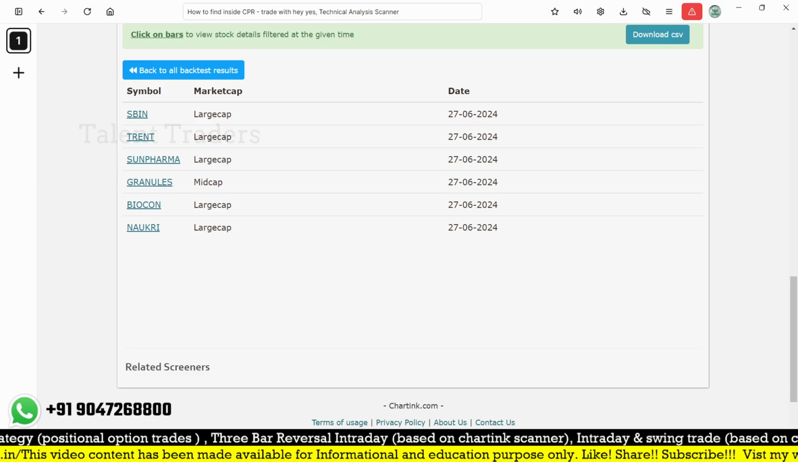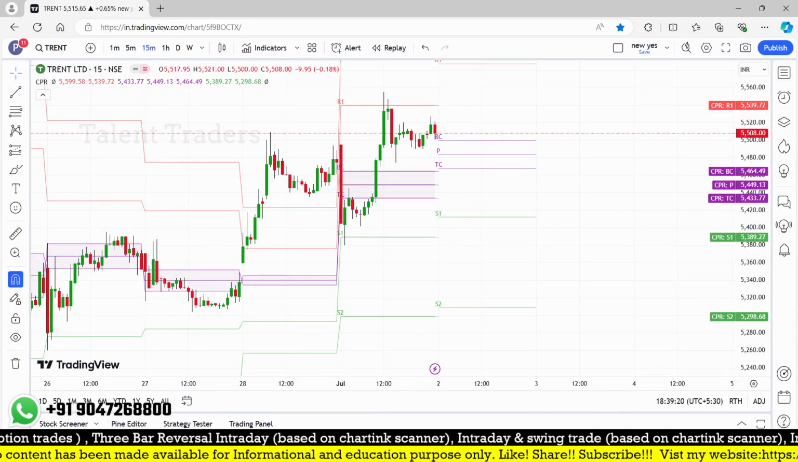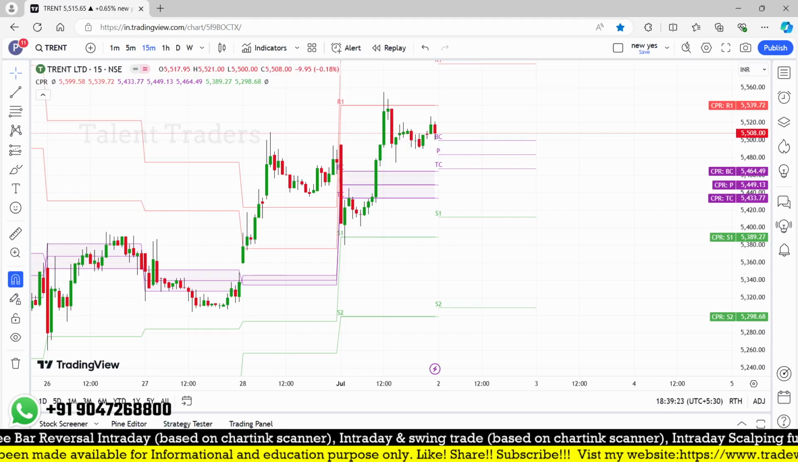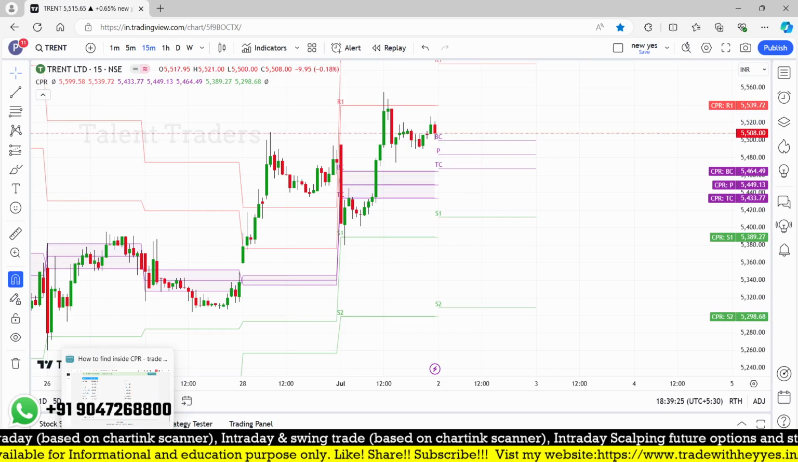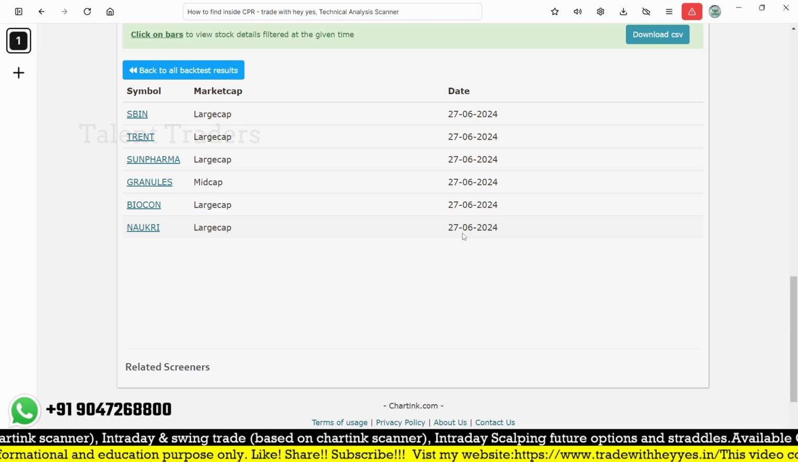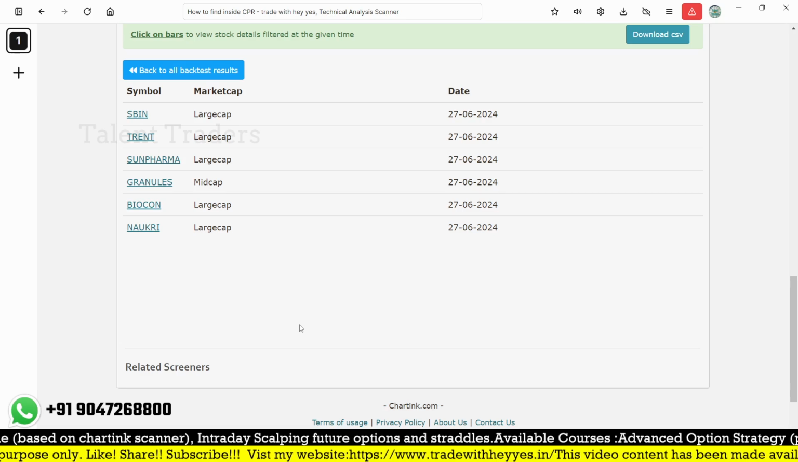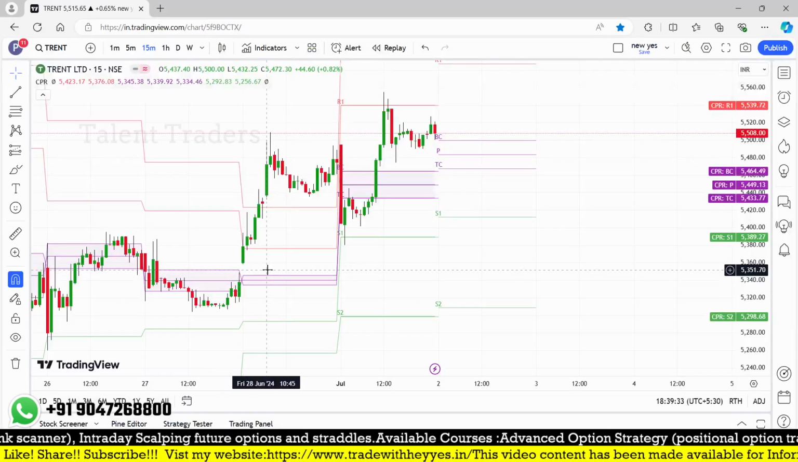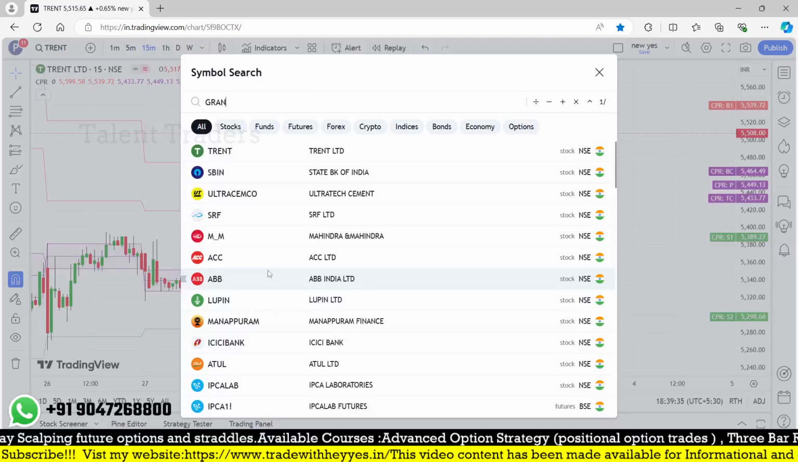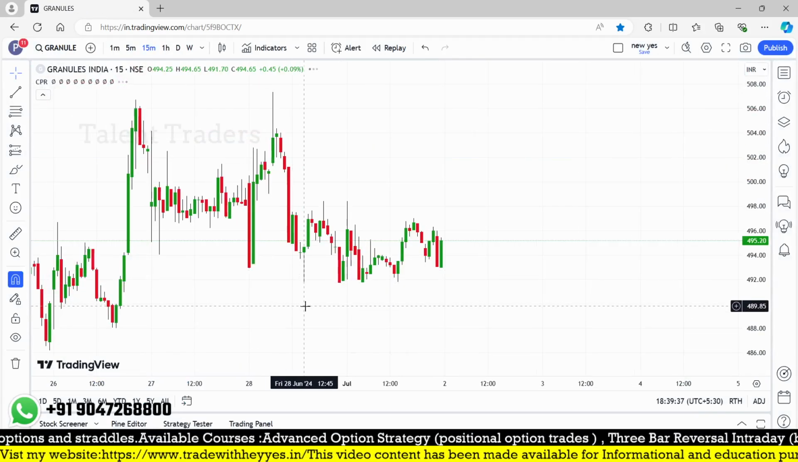And these are all the stocks, and this is the scanner which we are going to use to find the stocks from tomorrow, for tomorrow. So whenever you see in the backtest result, 27 means these are the stocks we are looking at for the 28th, the next trading session. So Granules and Biocon. Let me go for Granules. I hope you understood the concept.